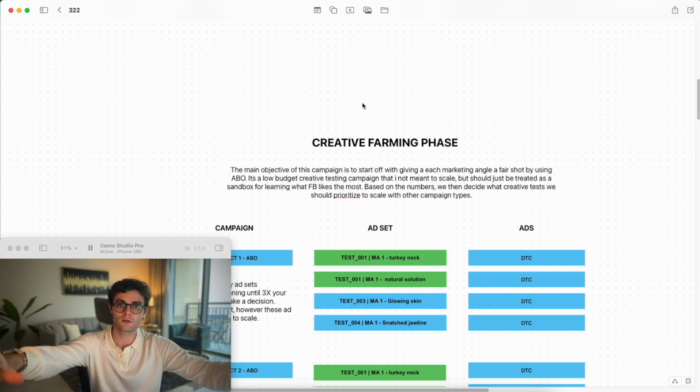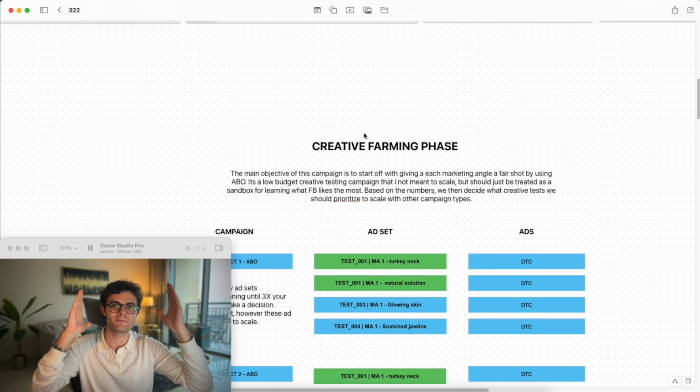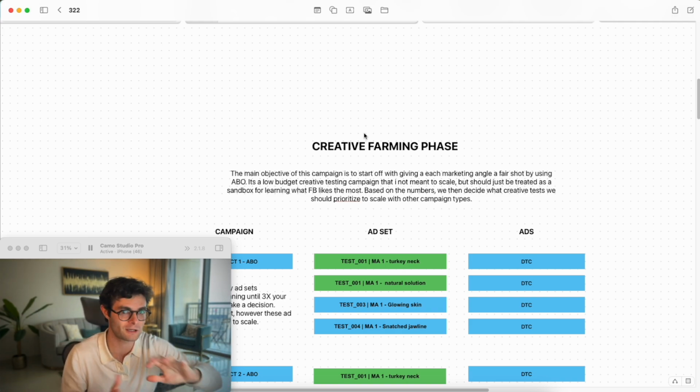Step number two, whenever clients come to us, and let's say they're doing 50K a month, and they spend 50,000 and they have an ABO structure with a CBO campaign, or maybe they have a particular structure like ASC and campaign and ABO, right? If that works for them, and we don't necessarily agree with that structure, it's not that the first thing that we do is switch everything.